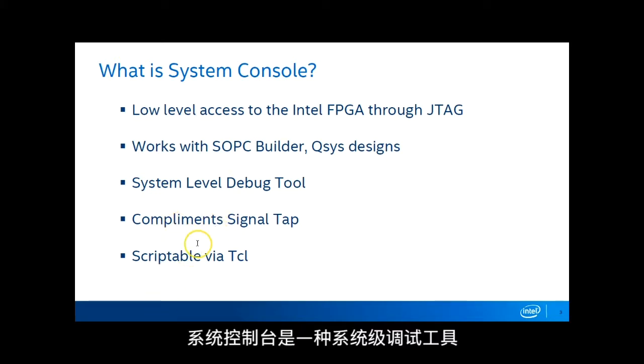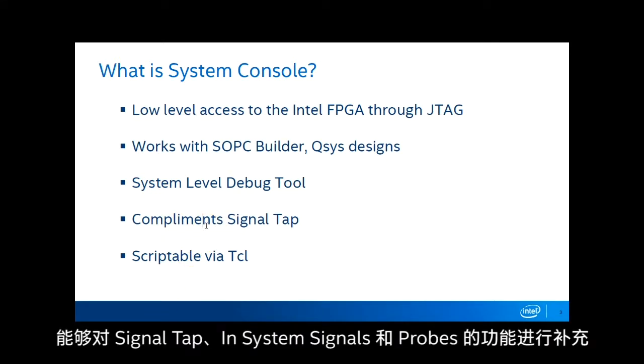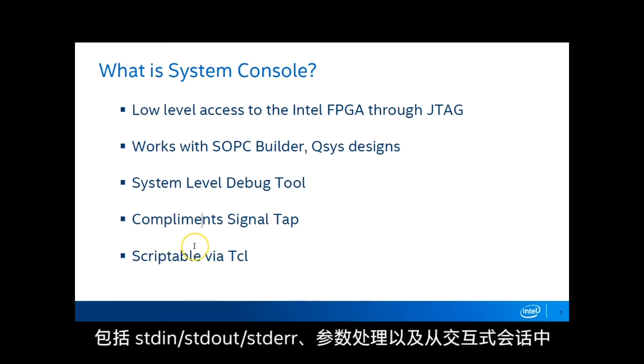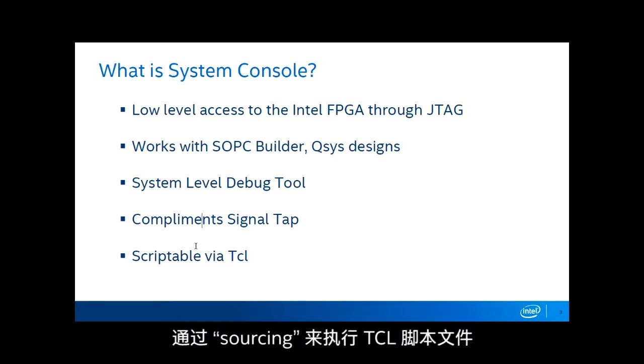System Console is a system-level debug tool that complements SignalTap and in-system sources and probes. In addition to the console itself, there is full scripting support, including standard in, standard out, standard error, argument handling, and sourcing of Tcl files from within an interactive session.